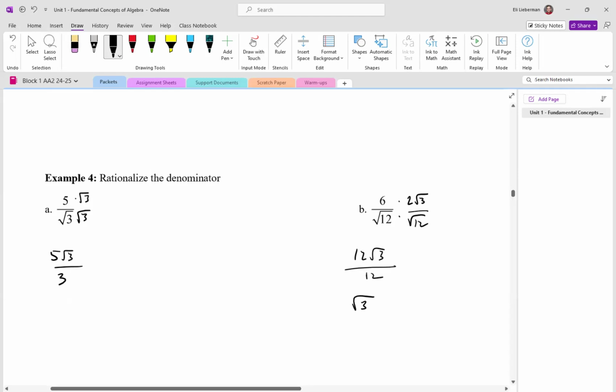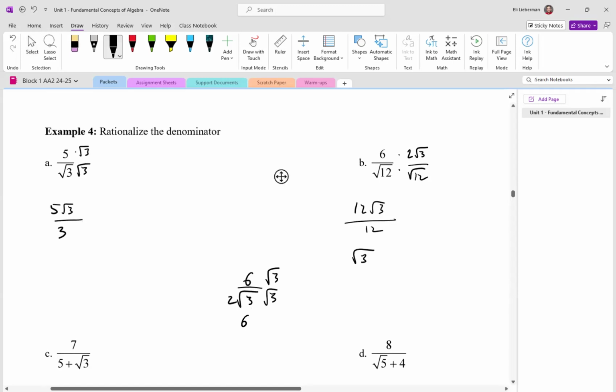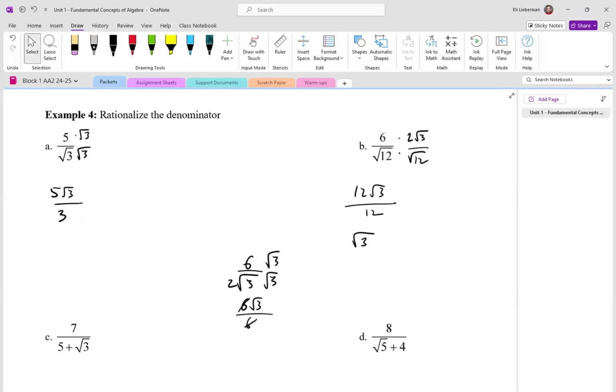Lovely. Did anyone do B a different way? Yes, or do you have some input? Oh, I just simplified the root 12, like 2 root 3 at the bottom, and then I just did root 3 on the top. So from here you got 6 root 3 over 2 times 3, 6, like that. What do you think? Which way is right? They're both right. That's why we ended up in the same place. Thank you for sharing that with us.